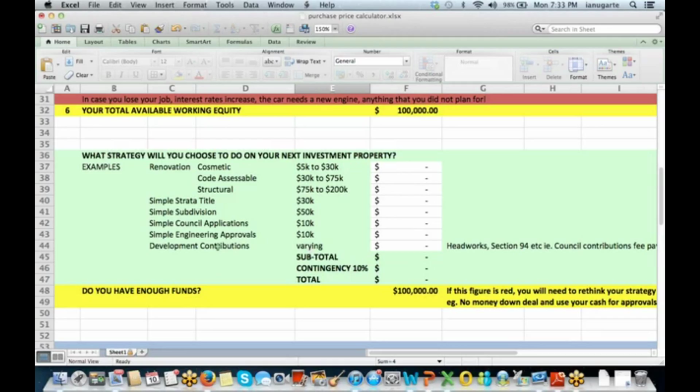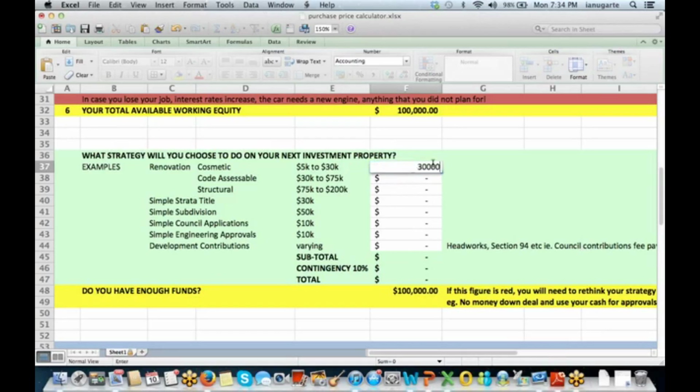Now, development contributions, which in Queensland they're called headworks. In New South Wales they're called Section 94. In other places they're called council contributions. In Victoria, some areas are $600. In Queensland, Sunshine Coast is $28,000. So you're going to need to know, if I'm creating 2 or 3 extra subdivision lots, I'm going to have to, 28,000 times 2.